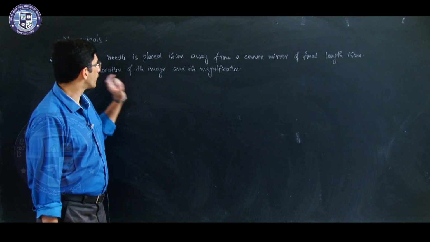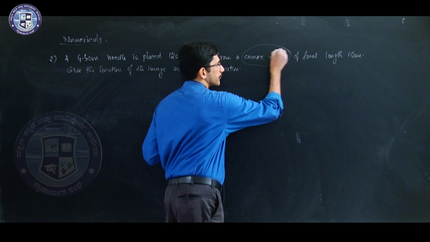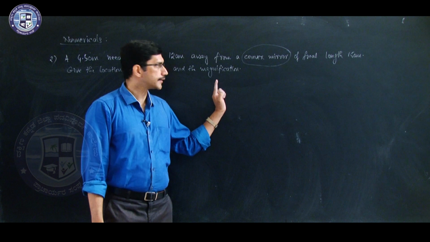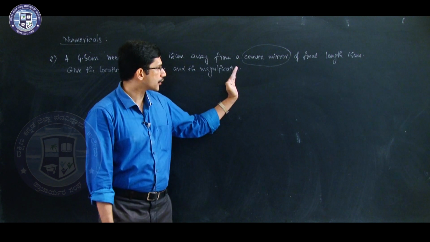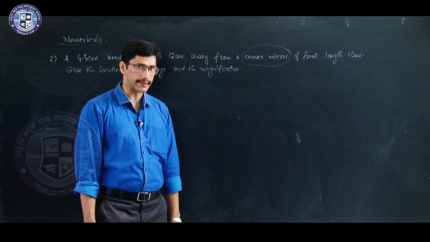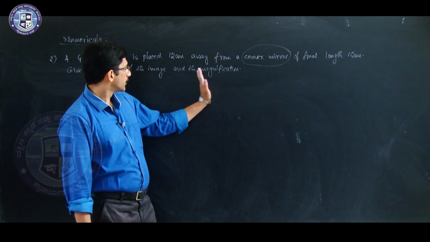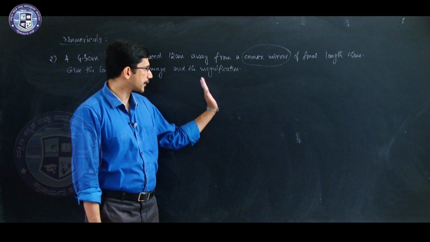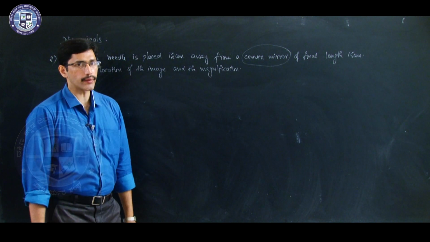As you all know, whenever you use a convex mirror, the image formed is erect and virtual, and it is diminished in size. A convex mirror is also used as a side view mirror in vehicles, right. So, you know that its magnification is less than 1, but we will find out the exact value.